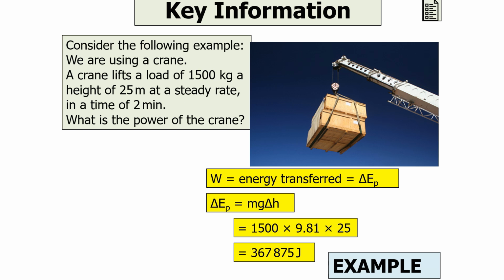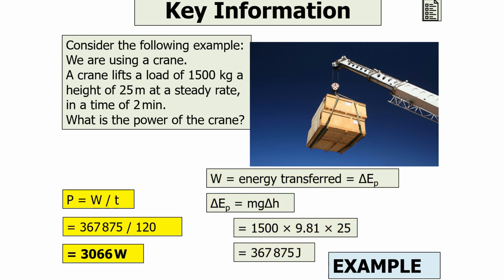So therefore it is 367,875 joules. We can then use this to work out the power of the crane, as power is equal to work done over time. So this is 367,875 over 120, converting minutes into seconds. Therefore it's 3,066 watts.